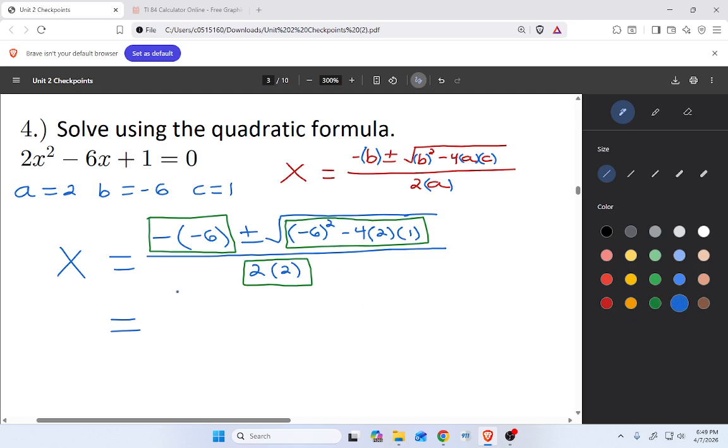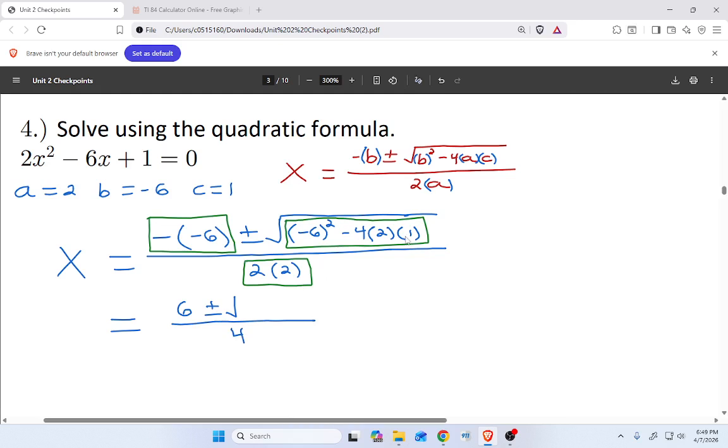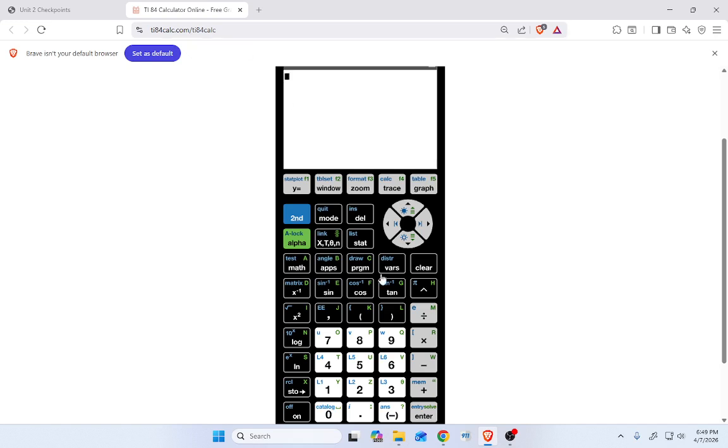Negative 6 is going to make a positive 6, plus or minus the square root of, I'll deal with that in a moment, all over 2 times 2 is 4. I really don't feel like doing this by hand or in my head, so I will ask my calculator for help. I'm going to do parentheses, negative 6, close parentheses, squared, and then minus 4 times 2 in parentheses, times 1 in parentheses. So I've written down everything that I had in that green box.